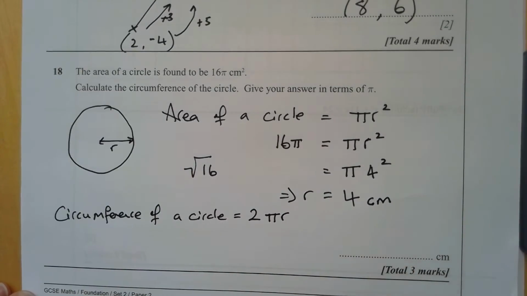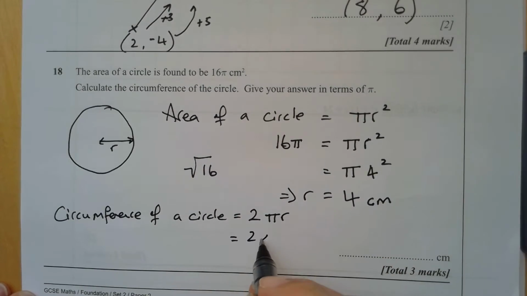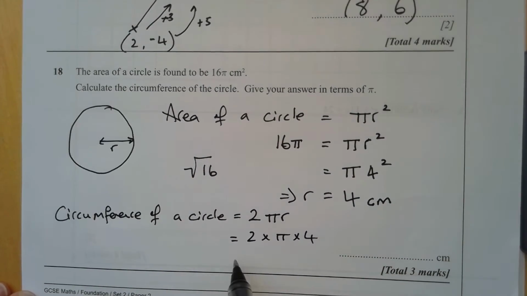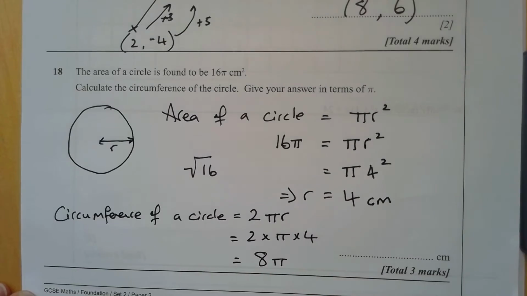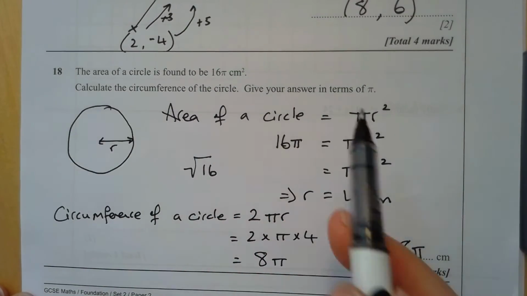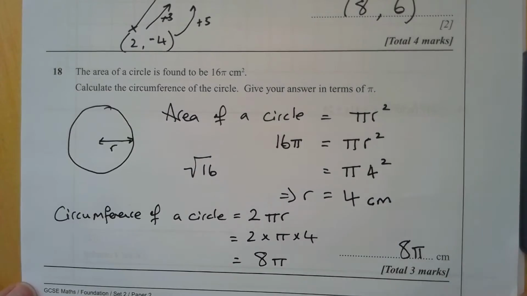Pi r. We know what r is. r is 4. 2 multiplied by pi multiplied by 4 gives us 8 pi. We just leave the pi alone, so it's 8 pi. We're told, give your answer in terms of pi. I've left it as 8 pi.